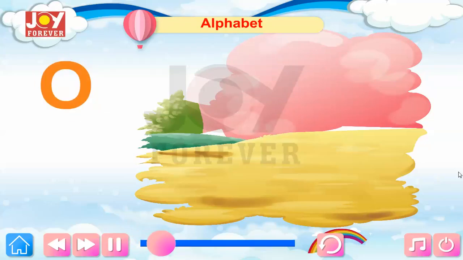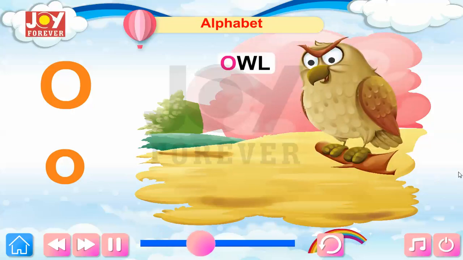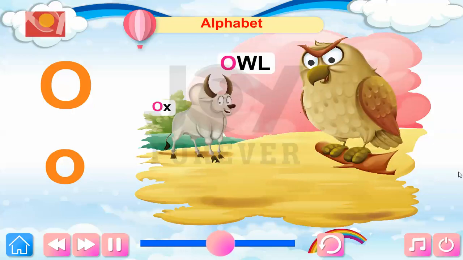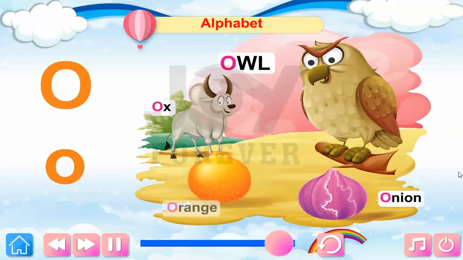Capital O, small o. O for owl. O for ox. O for onion. O for orange.